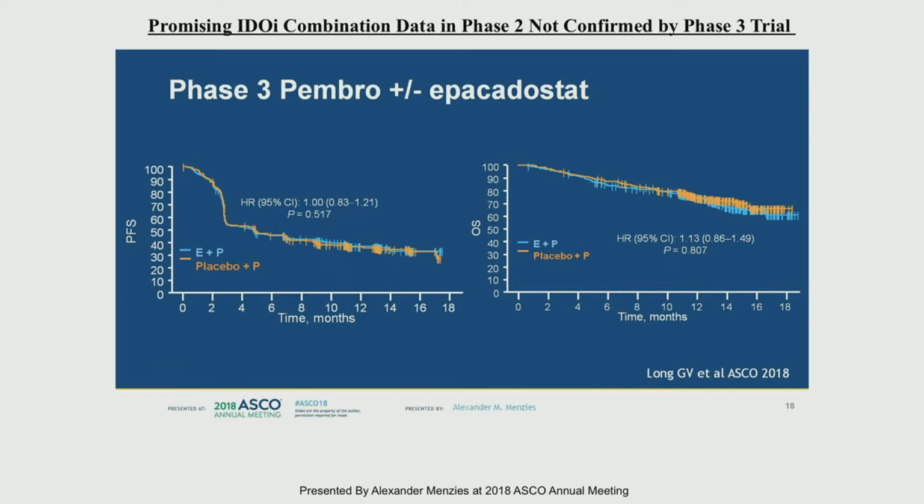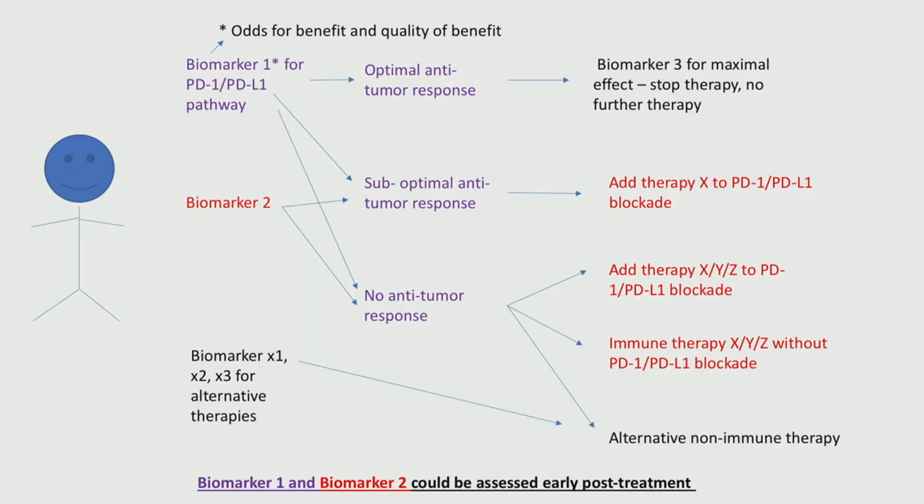And we can make mistakes. This is a trial of pembrolizumab plus or minus an IDO inhibitor in melanoma based on very good phase 2 data. When it went to phase 3, you couldn't put a piece of paper between those curves, and we still don't really understand why this trial failed. So again, going back here, the really major block in clinical development of these agents is that we're getting better at biomarkers that can tell us who will and won't respond to anti-PD-1, but we really don't have that second biomarker for what you need to add to the non-responders in order to improve the survival curves.